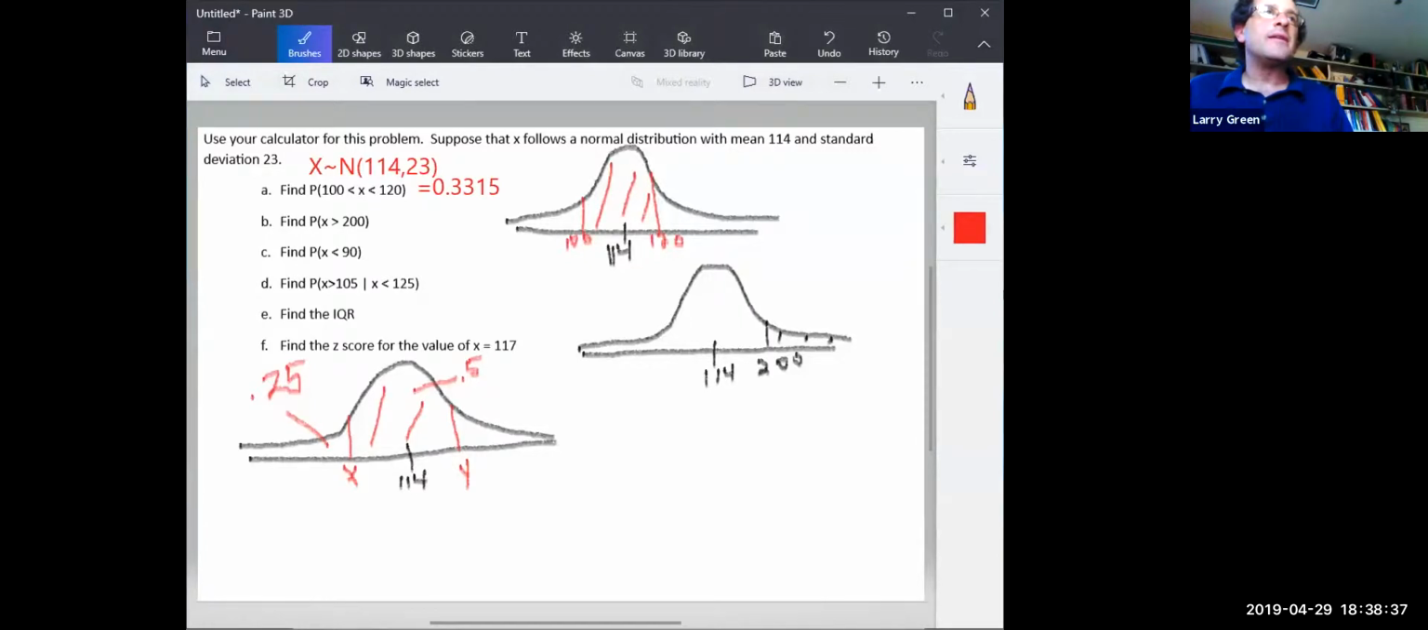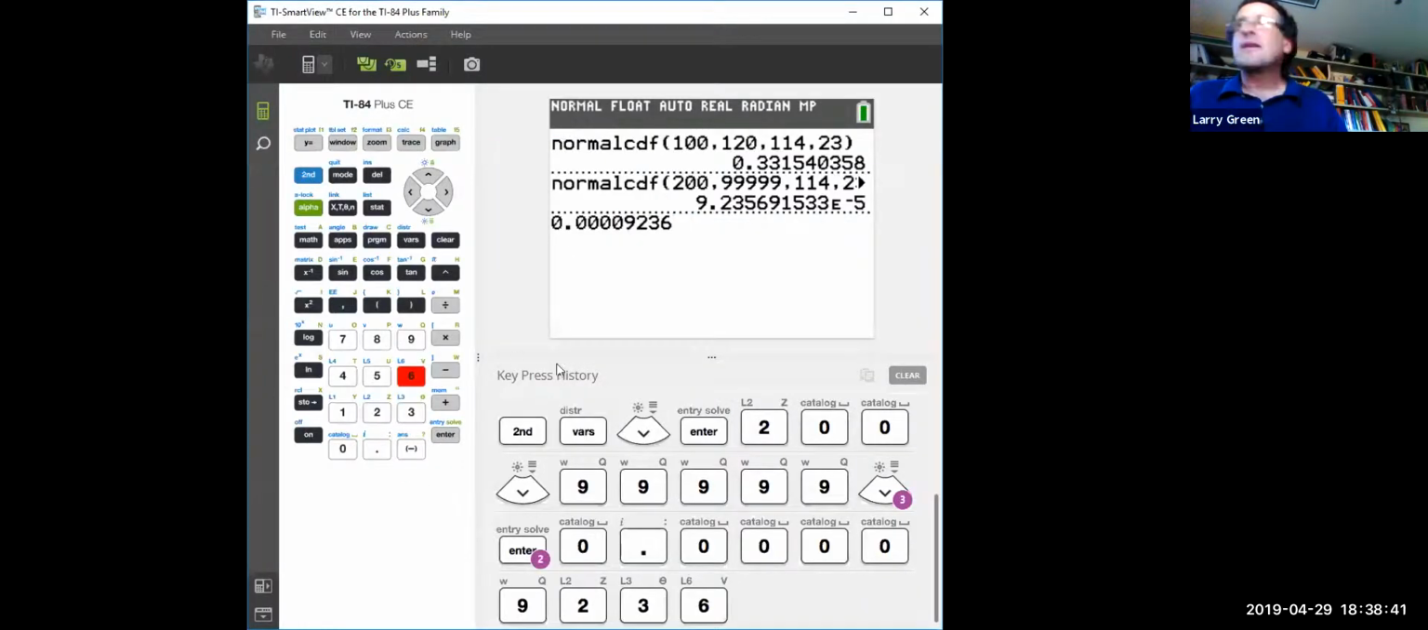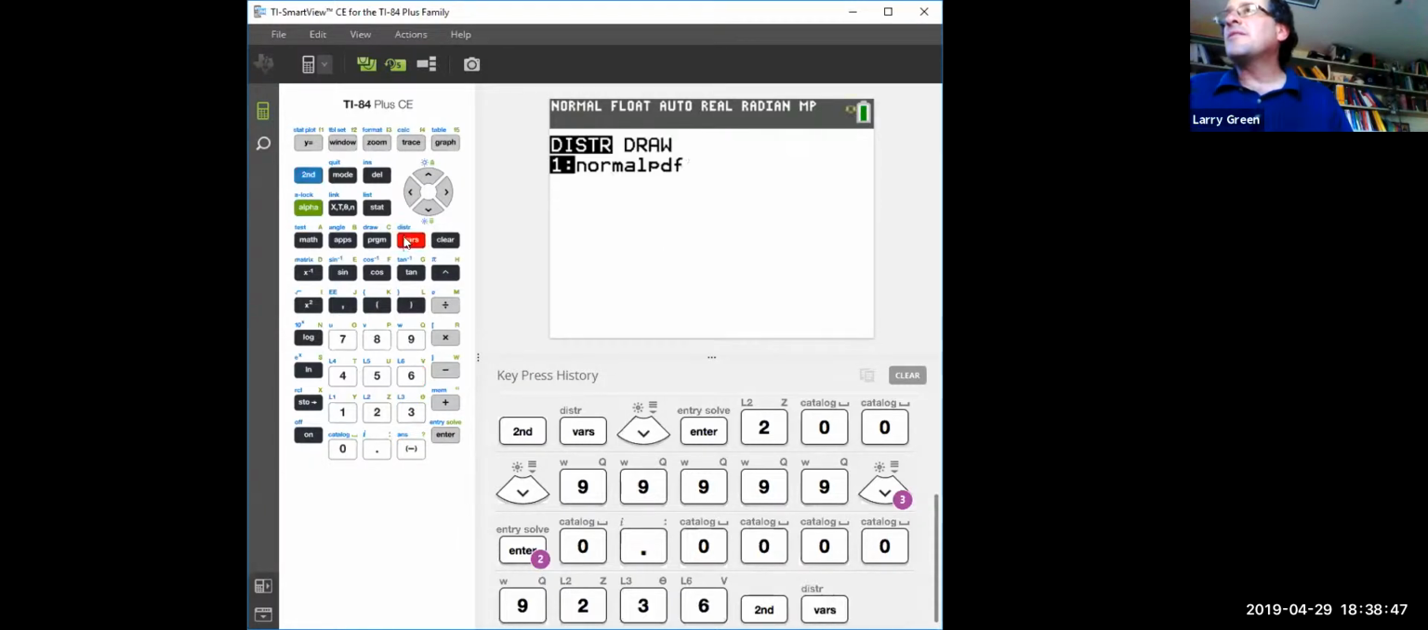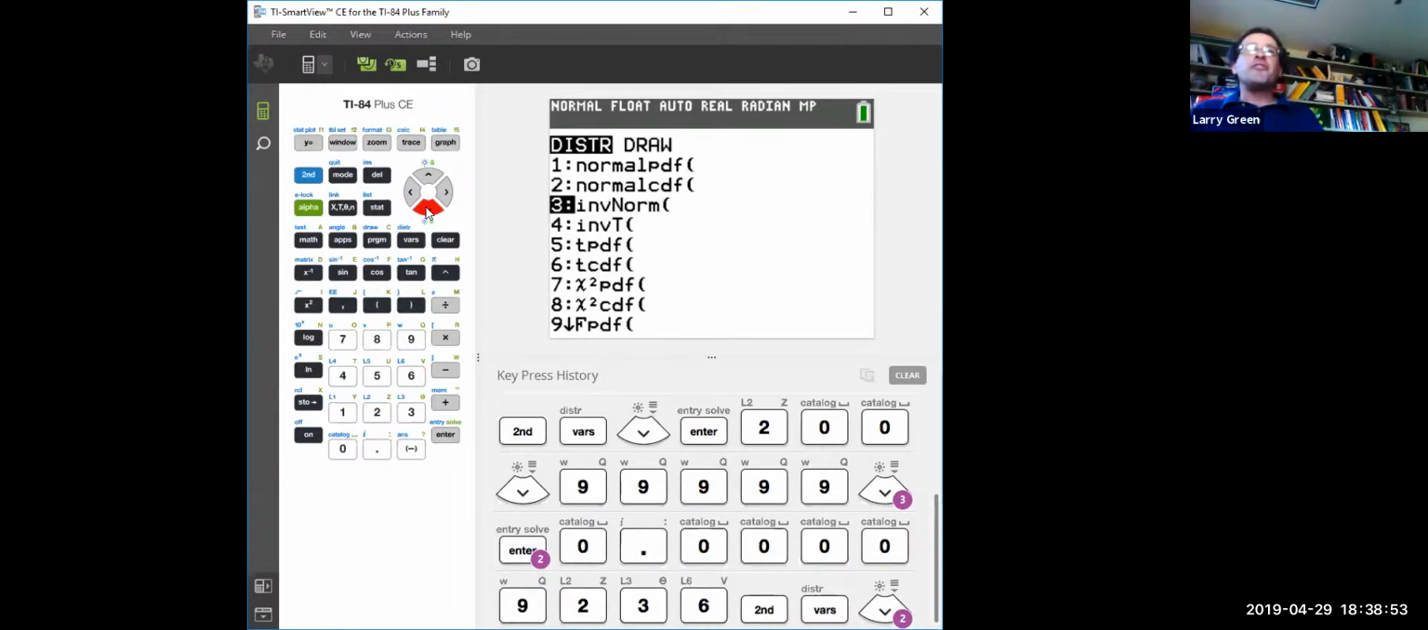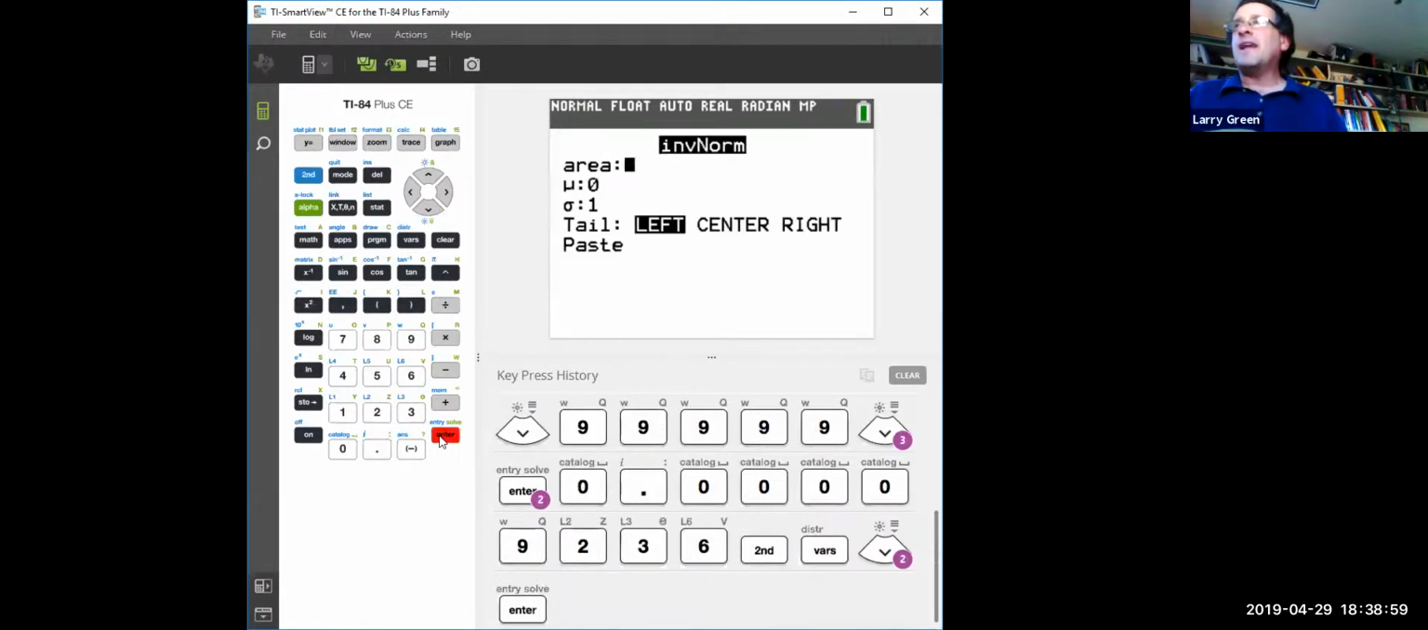That is, there it is. Nope, that's not it. There it is. Okay, so here's the calculator again. I am again going to go to second distribution. And I'm not going to go normal CDF. I'm going inverse norm, because we want the inverse. Inv norm stands for the inverse normal distribution. And I hit enter. They ask you for the area, that's 0.25.